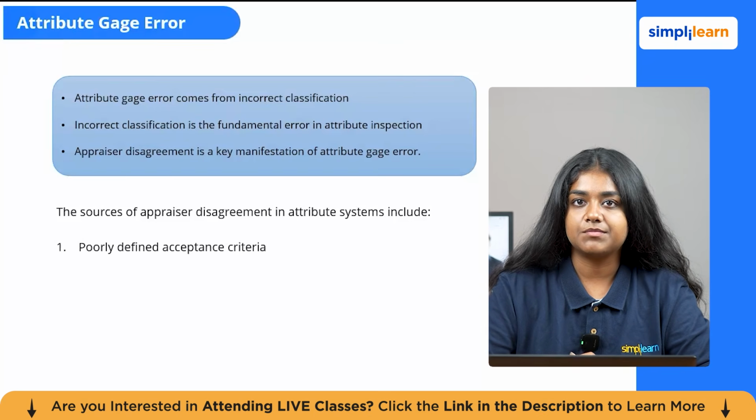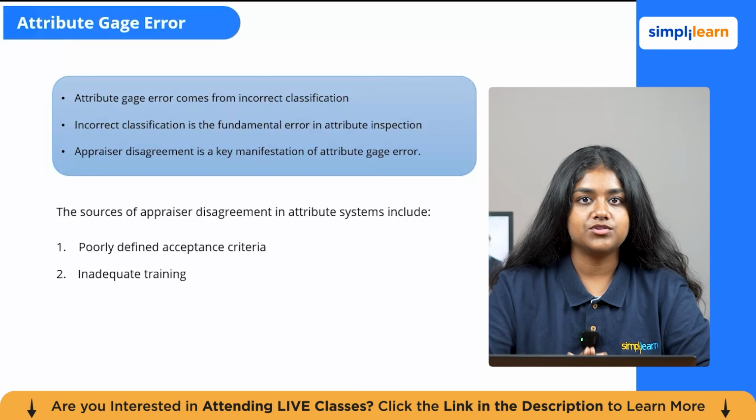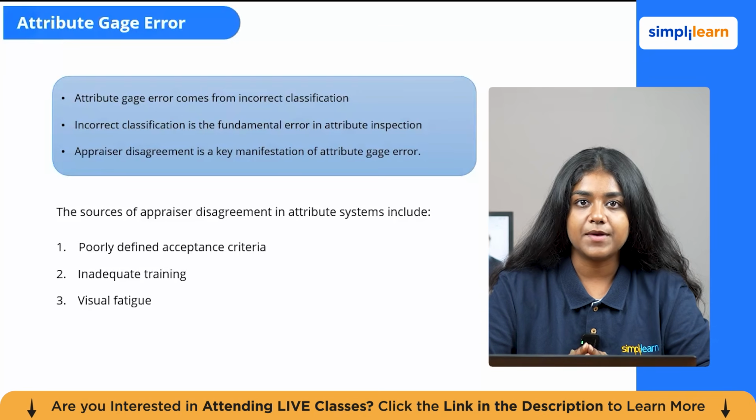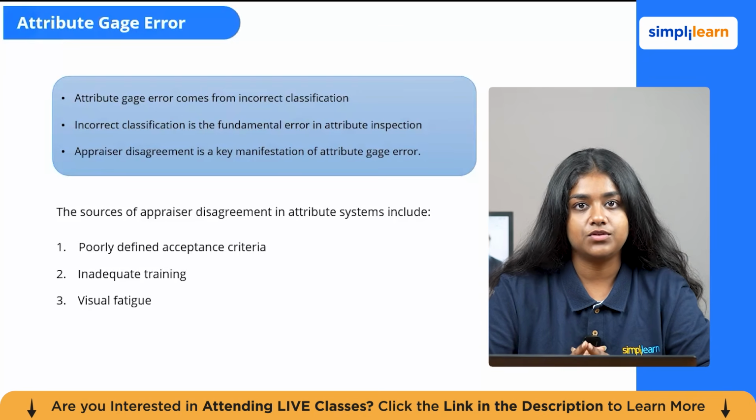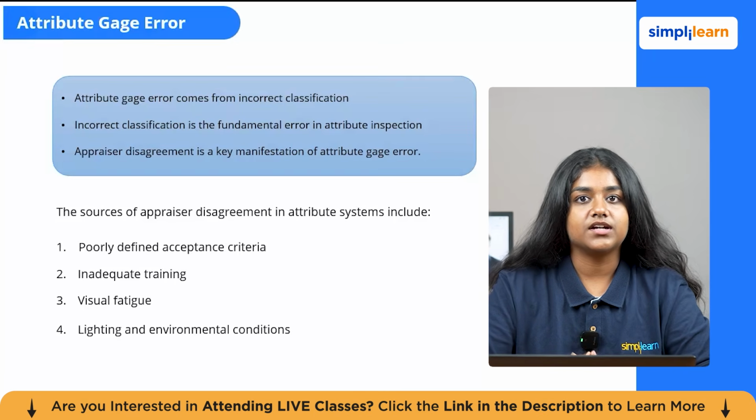If the standard for acceptable is vague or subjective, different inspectors will interpret differently. Inadequate training: inspectors who haven't been well trained on what to look for. Visual fatigue: inspectors who become less consistent over a long shift. Lighting and environmental conditions: inconsistent inspection environments lead to inconsistent results.